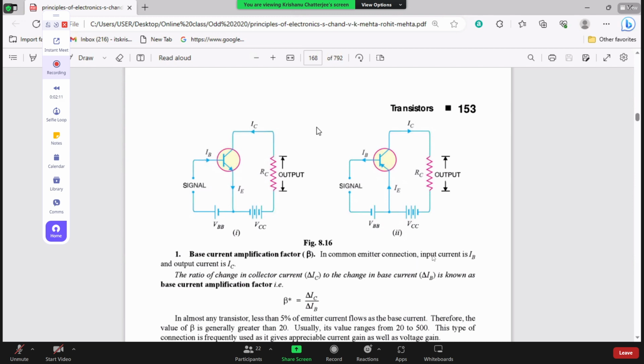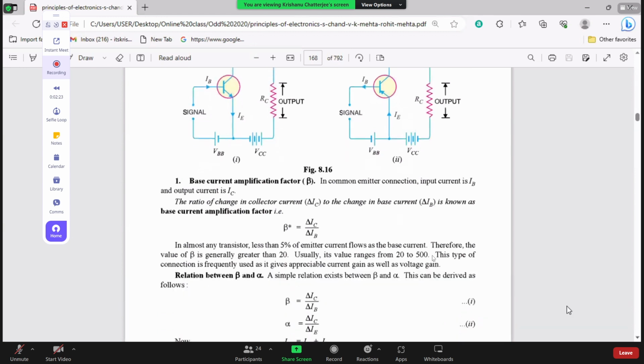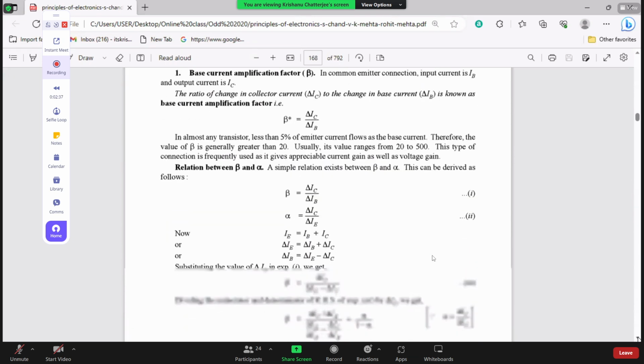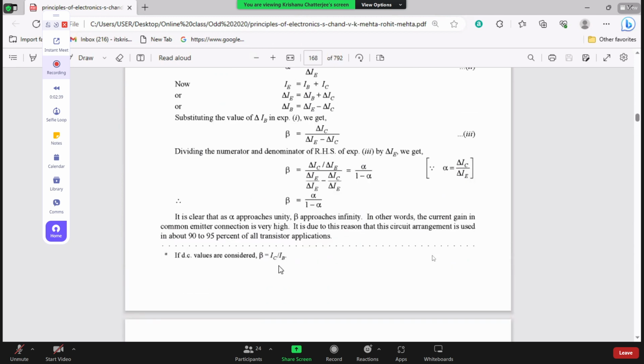So the ratio of the change of the output current to the change of the input current, which is the base current, is the current amplification factor, which we denote by beta. Beta is delta IC by delta IB. Once a star is given over here, we go to the footnote and see that for DC values, we consider only IC by IB. That is beta.